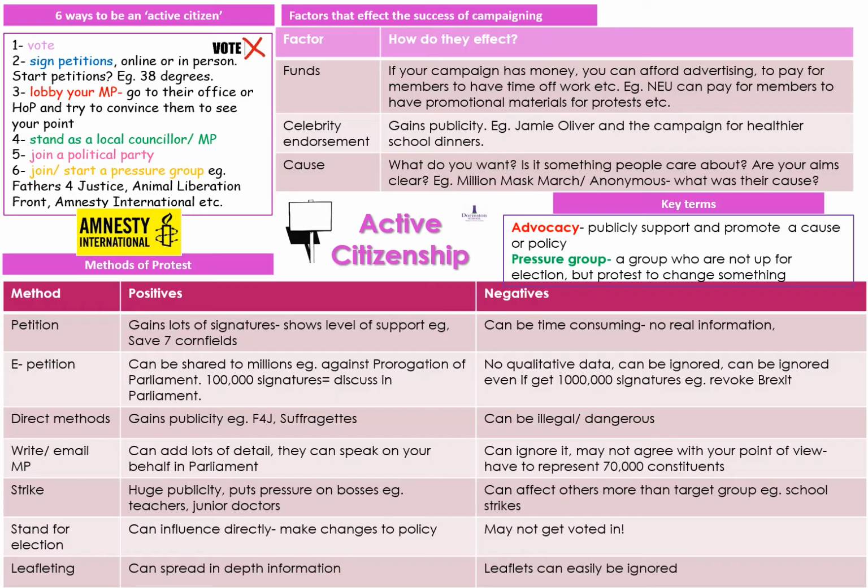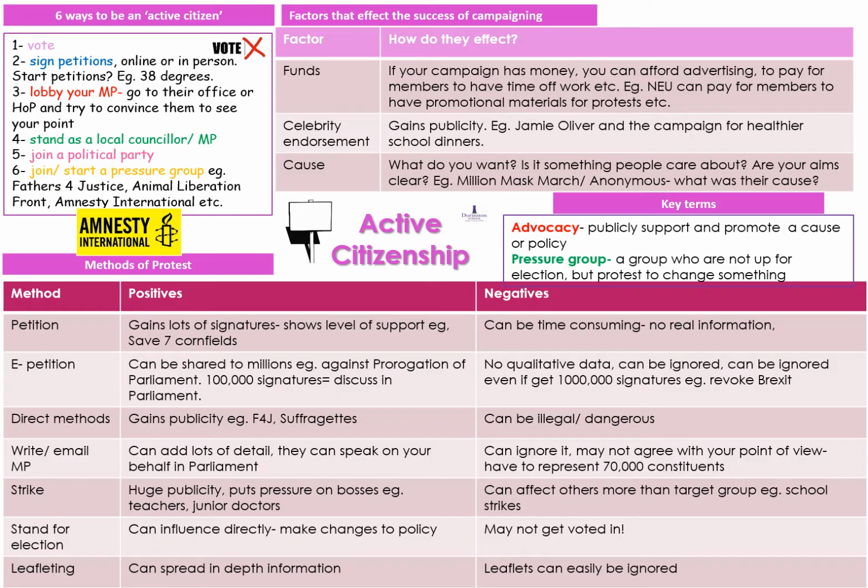And then causes. What is it you actually want? Is it something people care about? Are your aims clear? So, for example, the Million Mask March, when they went on their march from Anonymous, they didn't actually tell anybody what their aims were. Nobody knew what they were campaigning for. So you've got to have clear aims, and it's got to be a cause people care about. If it's something to do with children's health, people are always going to be interested.